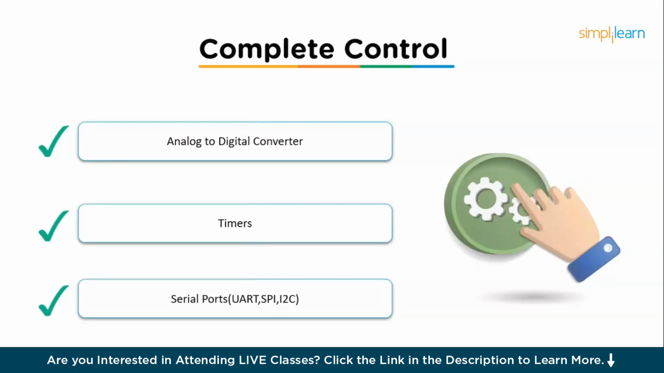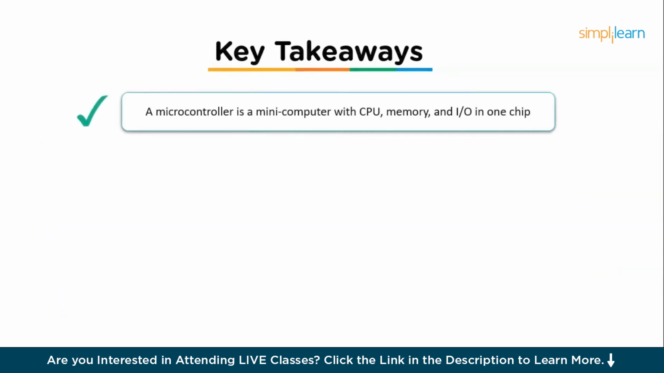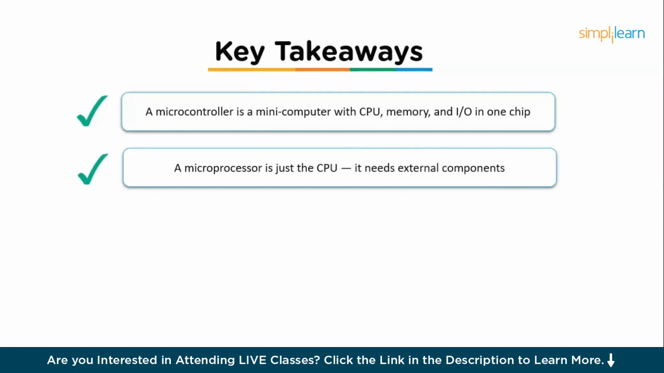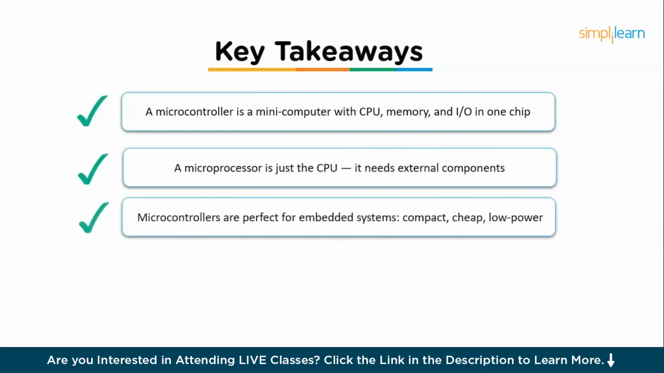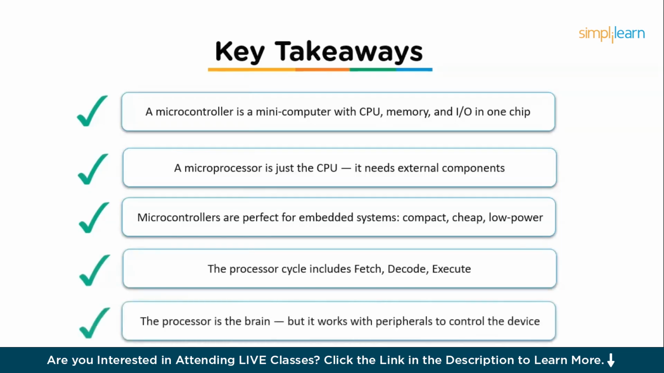So we have certain key takeaways. Let's recap what we have learned. A microcontroller is a mini computer with a CPU, memory, and input-output in one chip. A microprocessor is just the CPU. It needs external components. Microcontrollers are perfect for embedded systems as they are compact, cheap, and low power. The processor cycle includes fetch, decode, and execute. The processor is the brain, but it works with the peripherals to control the device.